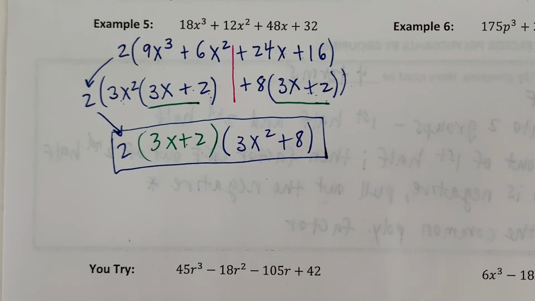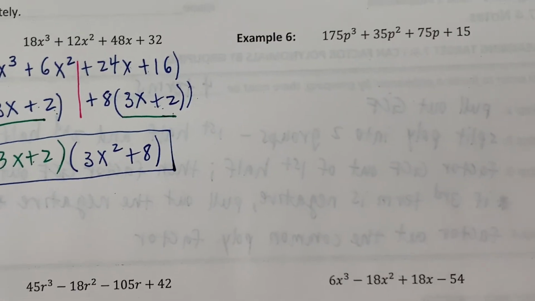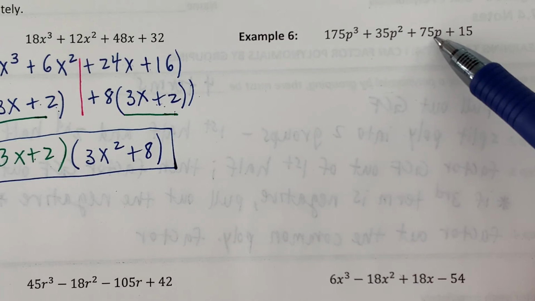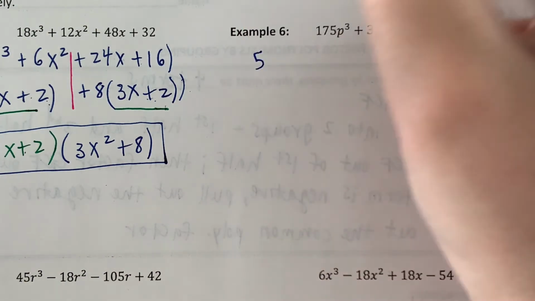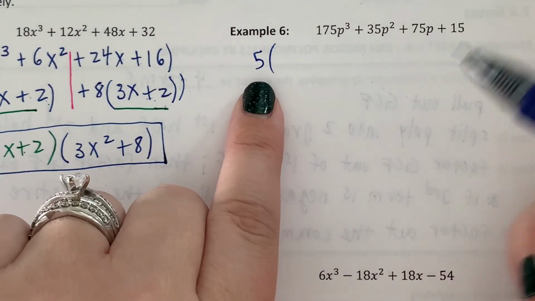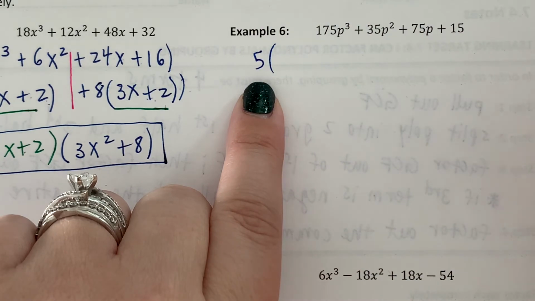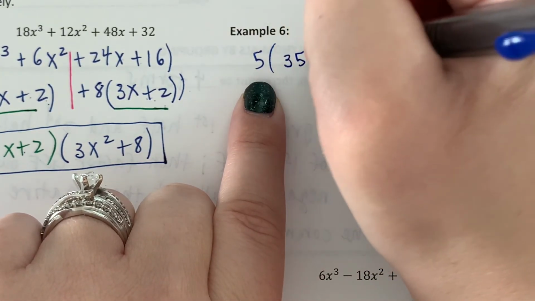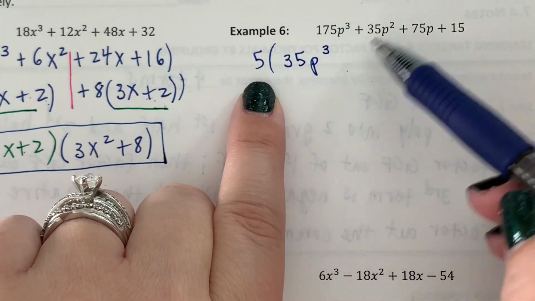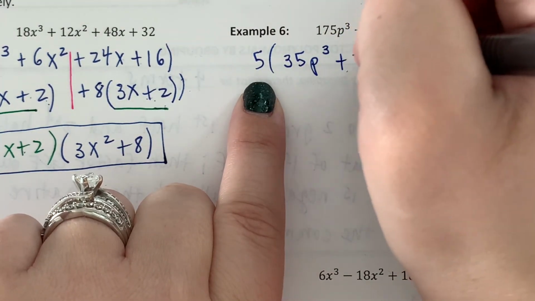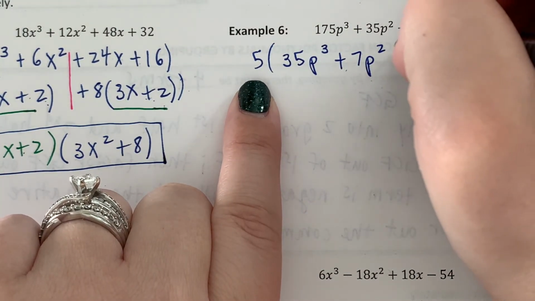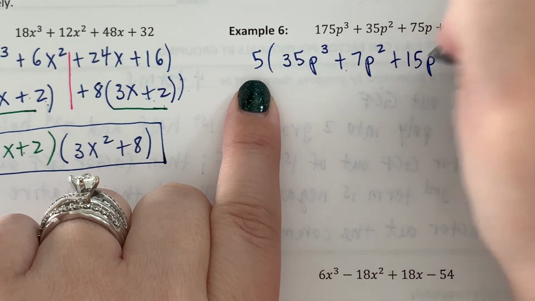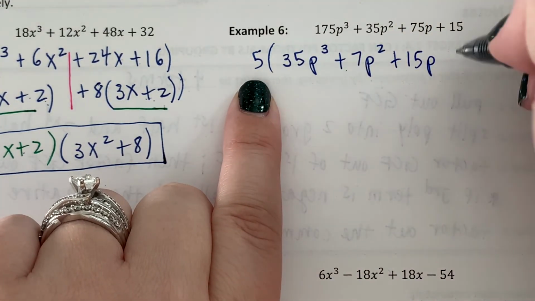Let's do one more example. In example 6, I've got some very large numbers, and I can see they're all multiples of 5 right away. 175, 35, 75, and 15. So my first step, I can actually pull out a GCF of 5 from every term. So 5 times what gives me 175 p to the third? That would be 35 p to the third. 5 times what gives me 35p squared? That would be 7p squared. 5 times what gives me 75p? That would be 15p. And 5 times what gives me 15? That would be 3.